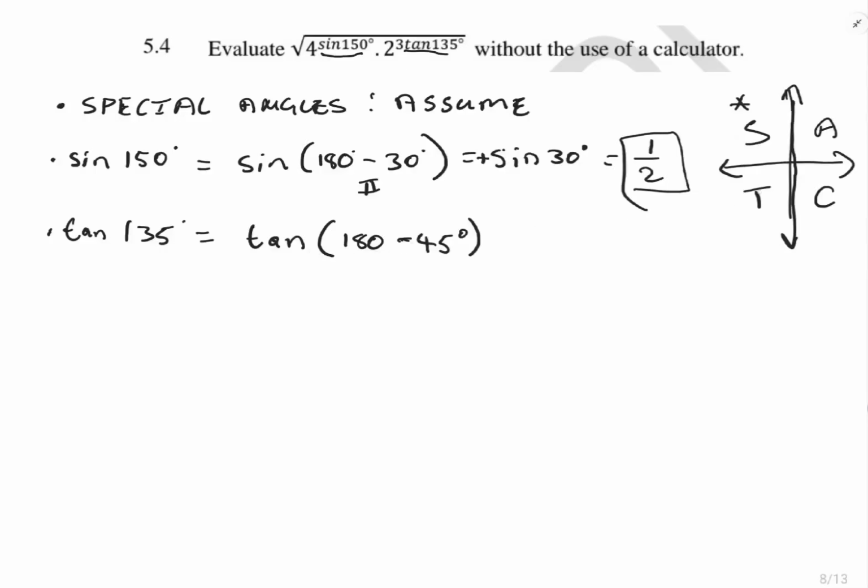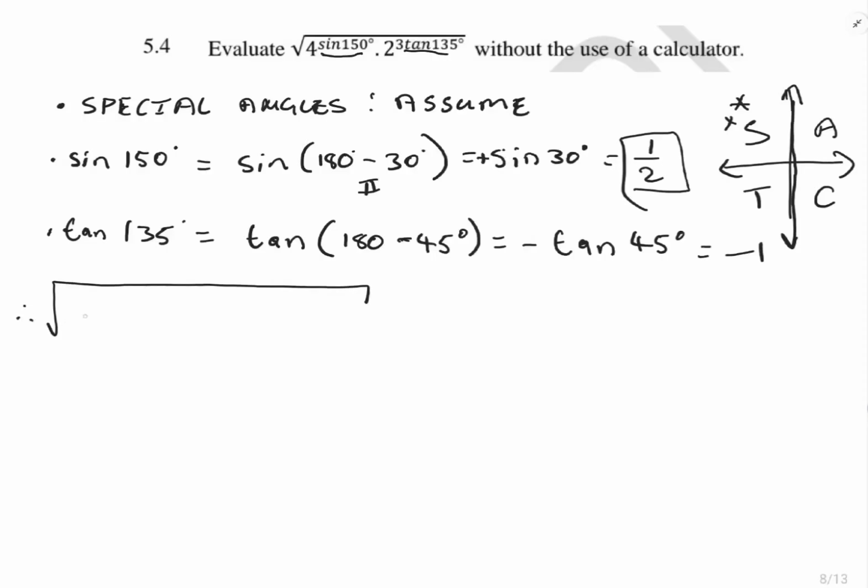But in this case, if we are here, tan is going to be minus tan 45 degrees, and we know tan 45 is 1. So this changes to be minus 1. Alright, now we can substitute these values back into our expression.